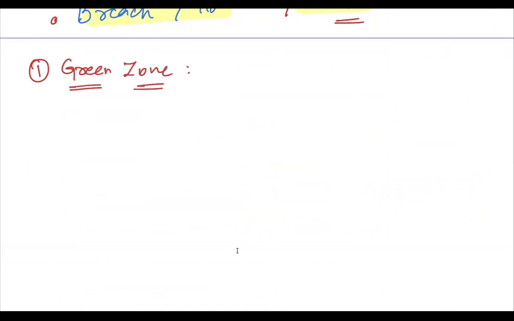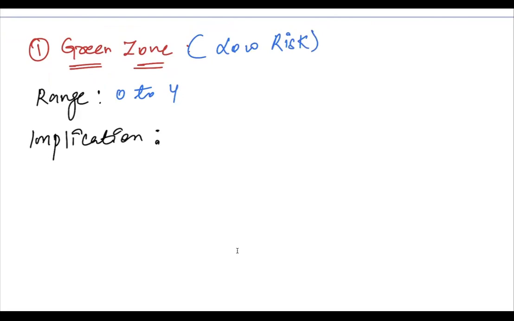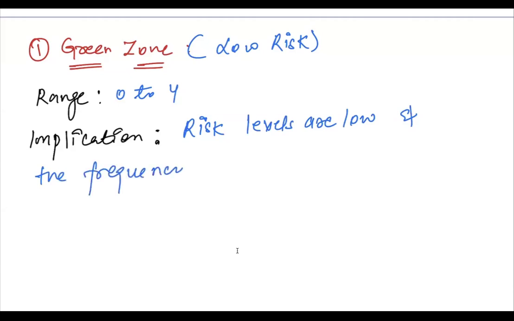So the green zone is nothing but the range of breaches between 0 to 4. Then what are the implications of this? The green zone is also called the low risk zone. So what is the implication? The implication is that the risk levels are low, and the frequency of exceptions or the frequency of breaches is within the expected range.